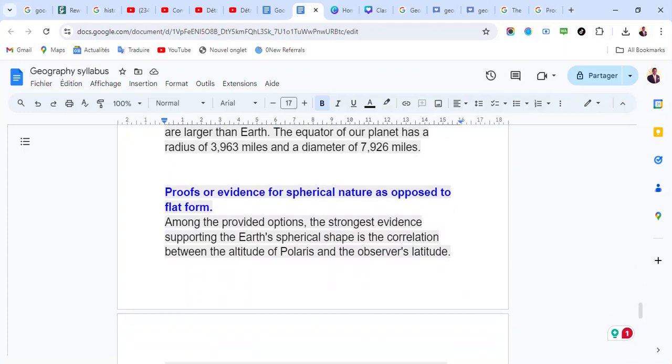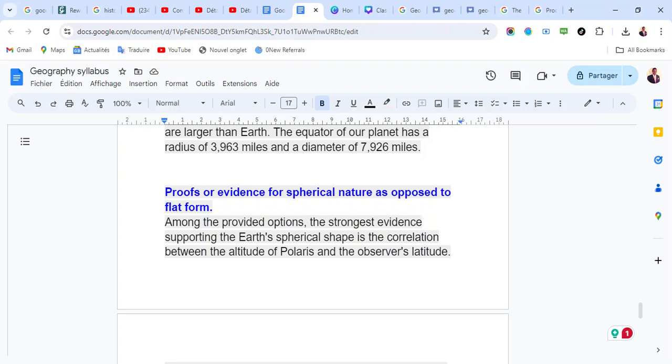Now, the third question they ask us here is, what is the proof or evidence for the spherical nature of the earth as opposed to a flat form? You see, there's a lot of debate out there. Some people think that the earth is flat, some say that the earth is spherical, some say the earth is round. Now, what is the evidence? What are the proofs that really show that the earth is spherical in nature as opposed to flat? Some people still believe that the earth is flat. So these are the proofs and evidence.